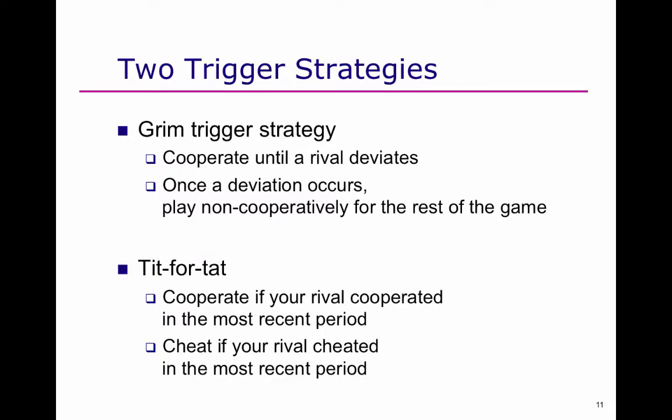The two classic strategies that get employed are called the Grim trigger and the tit for tat. In the Grim trigger strategy, your cooperation will take place, and then at one point a rival, let's say, deviates from cooperation. Now once that deviation has happened, you will play non-cooperatively for the rest of the game. Call it a Grim trigger because you'll never come back and cooperate again. A tit for tat strategy is to cooperate if your rival cooperated in the recent period, and cheat if they cheated in the recent period.